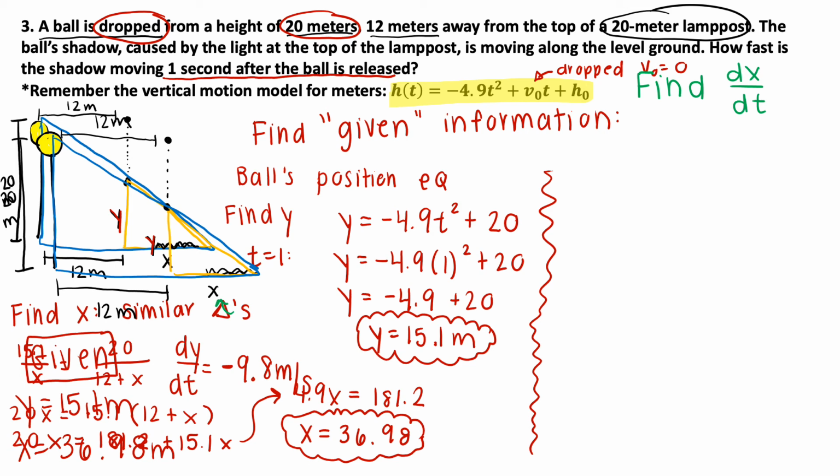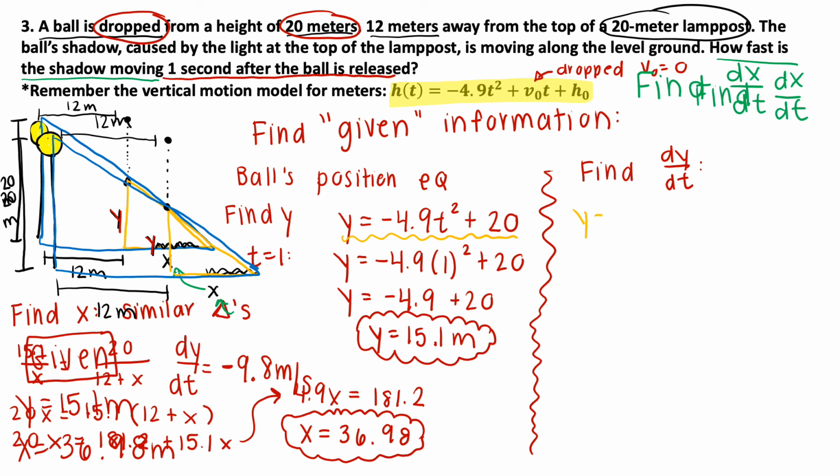All right, let's see what they're looking for. They want us to determine how fast the shadow is moving. So we want to find dx dt. Then using our given information, we can actually find dy dt. How do we do that? Well, we have an equation for y, negative 4.9 t squared plus 20. So to find dy dt, we can actually just differentiate that.